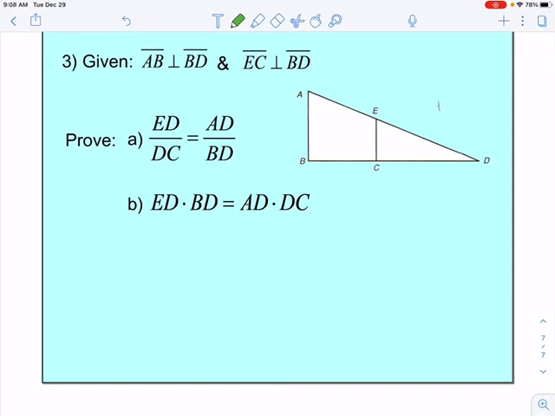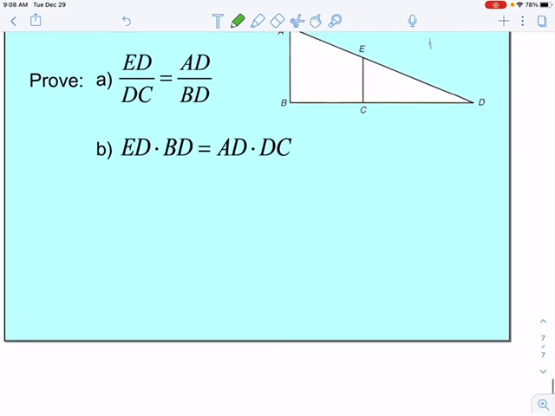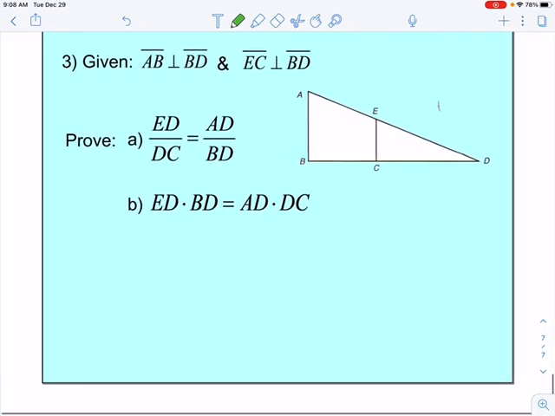So what I'm going to have to do is show that the triangles are similar first. Then I'll be able to say that the corresponding sides are in proportion. And then once I can show part A, if I cross multiply, that's how they're getting this statement right here: ED times BD equals AD times DC. So here we go.